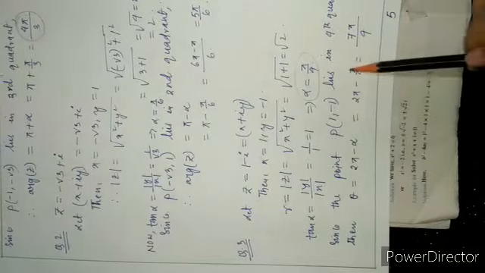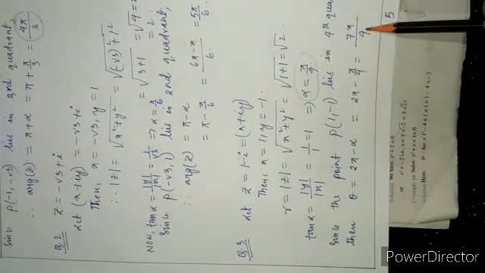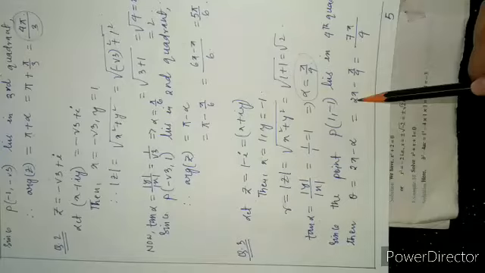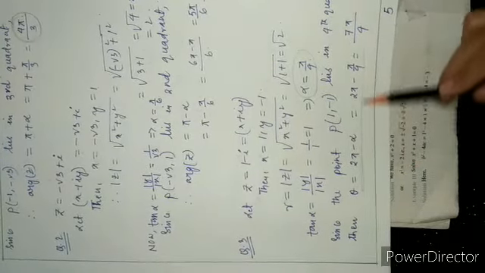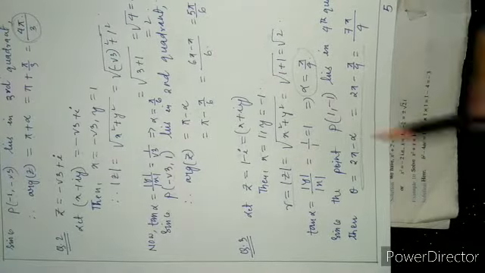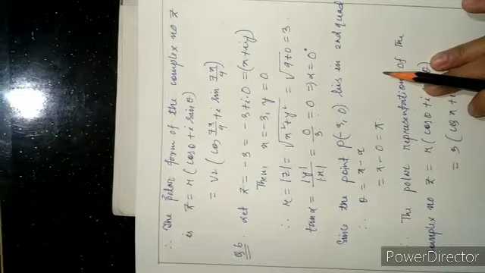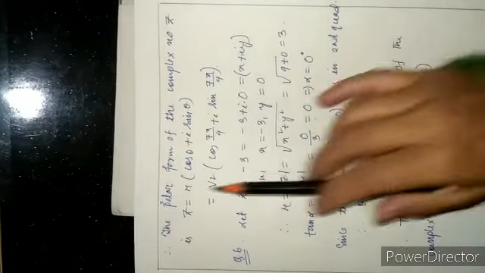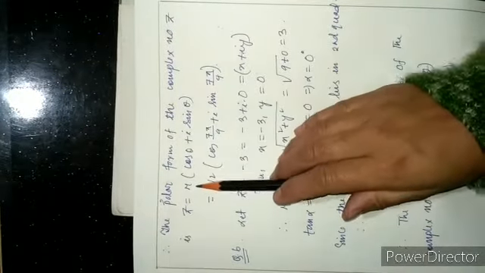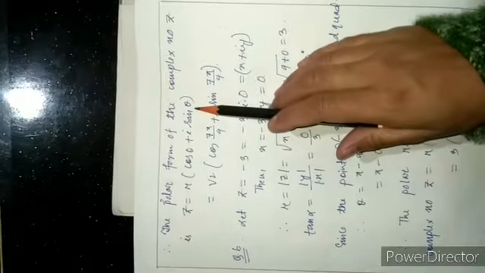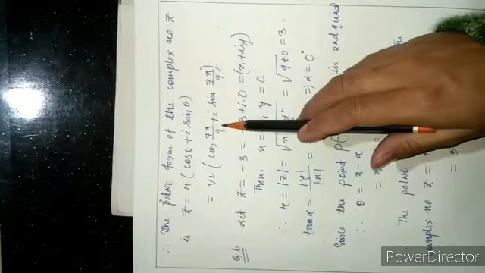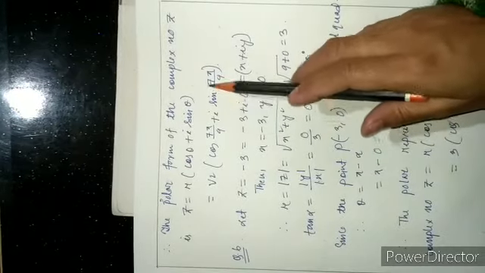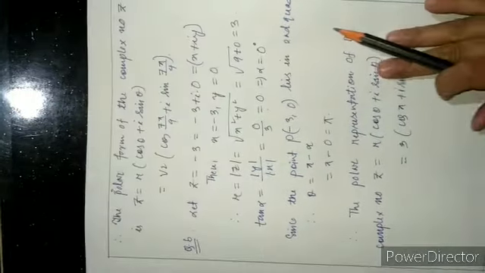Then replace this alpha by pi by 4. LCM is 4, and 4 into 2 is 8. 8 minus 1 is equal to 7, so theta is 7 pi by 4. Now write the polar form of the complex number z. The polar form of the complex number z is given by r cos theta plus i sin theta, which is equal to root over 2 cos 7 pi by 4 plus i sin 7 pi by 4.